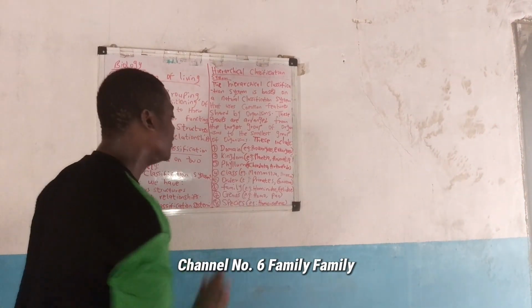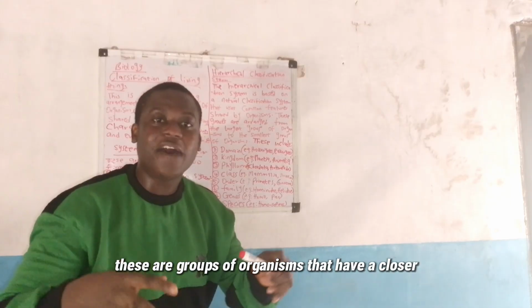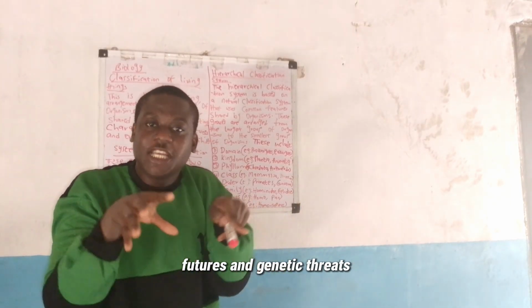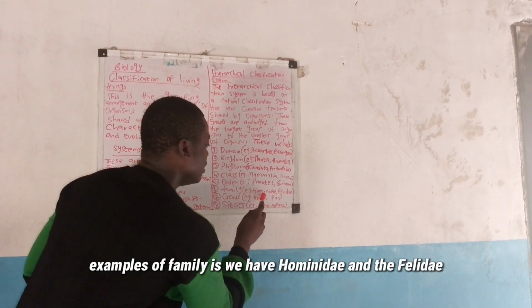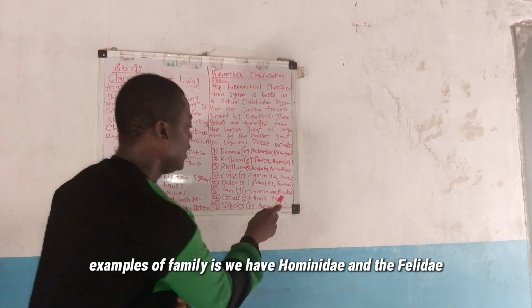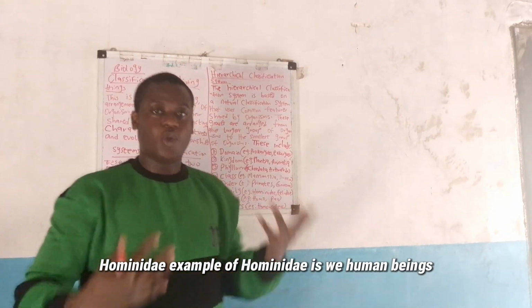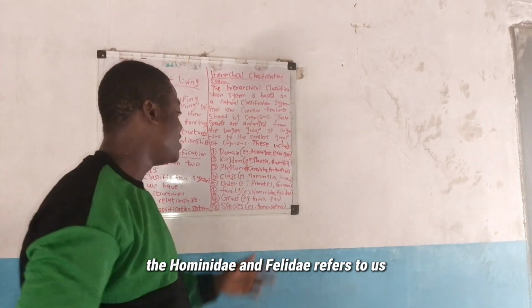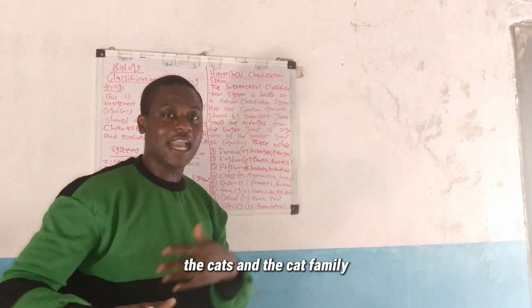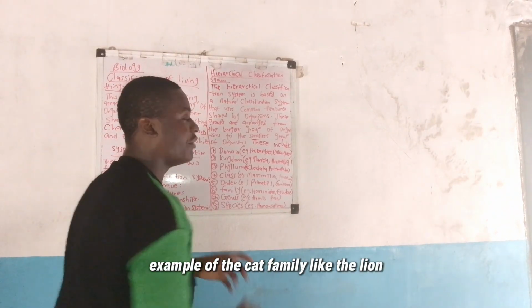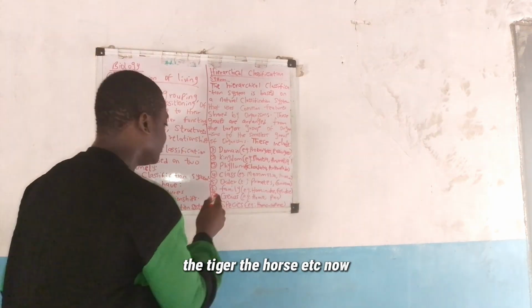Number six, family. These are groups of organisms that have closer features and genetic traits. Examples of family are Hominidae and Felidae. An example of Hominidae is we human beings, we are referred to as the Hominidae. And Felidae refers to the cats, the cat family. Examples of the cat family are the lion, the tiger, etc.